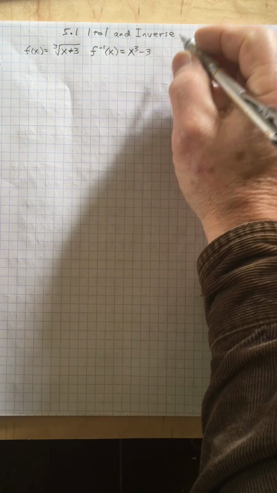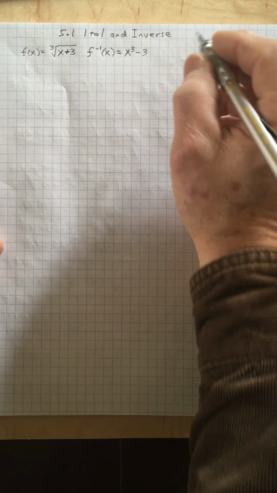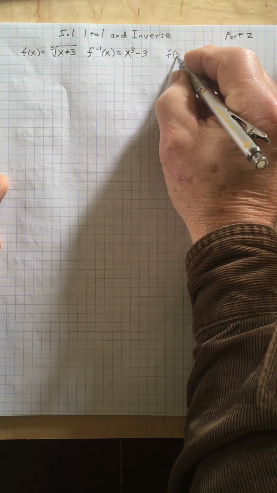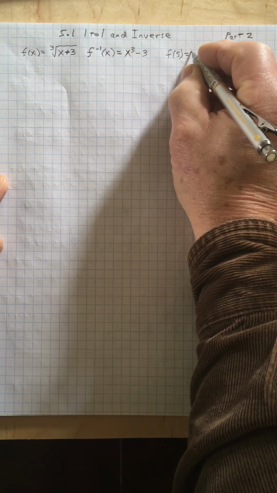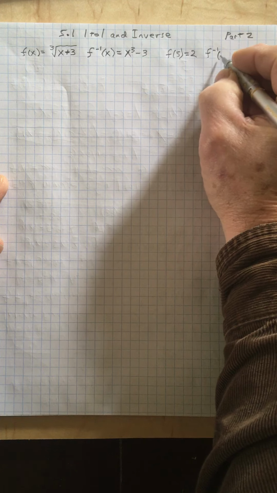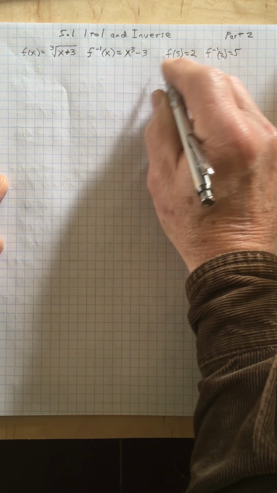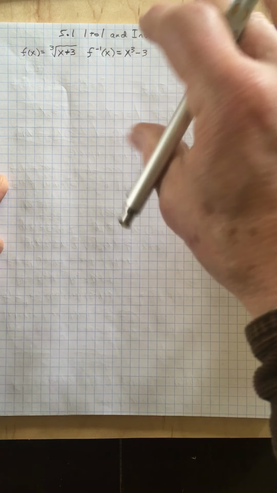And then I went on quickly to just show, well, if I evaluated the function at 5, it equaled 2. So that meant if I evaluated the inverse function at 2, it should equal 5. In other words, they're opposites of each other. The domain and the ranges flip.